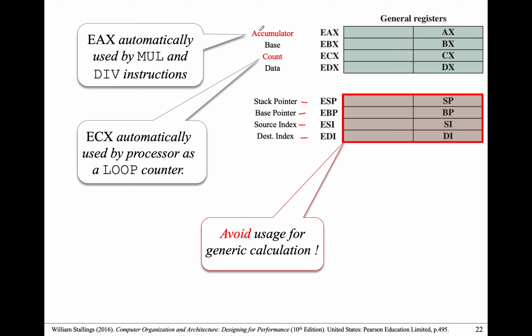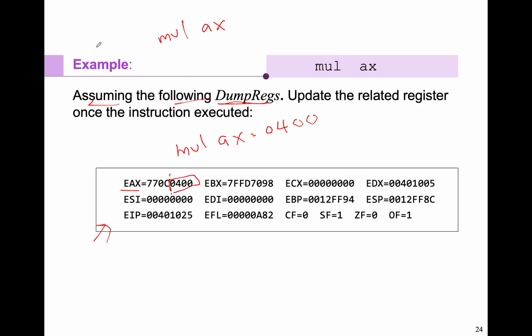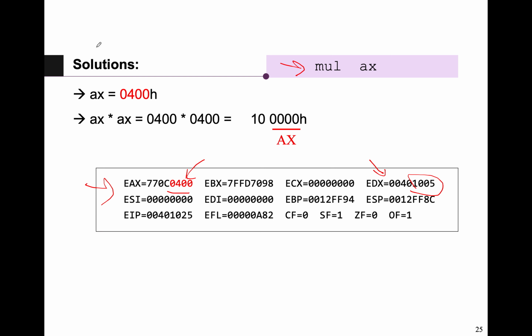Please remember another point. If you have MUL and DIV, although it's not mentioned, the EAX, you need to use it automatically, isn't it? So that's why this is going to happen.